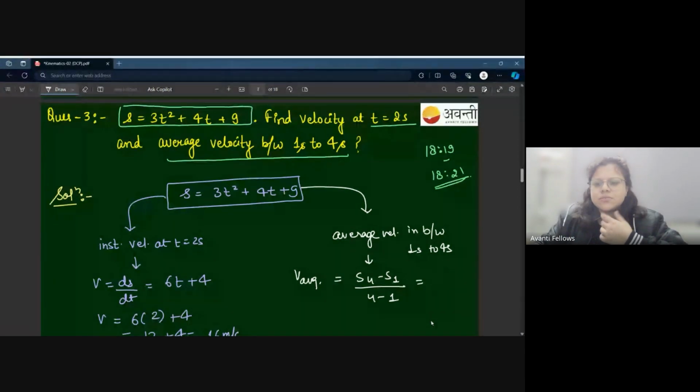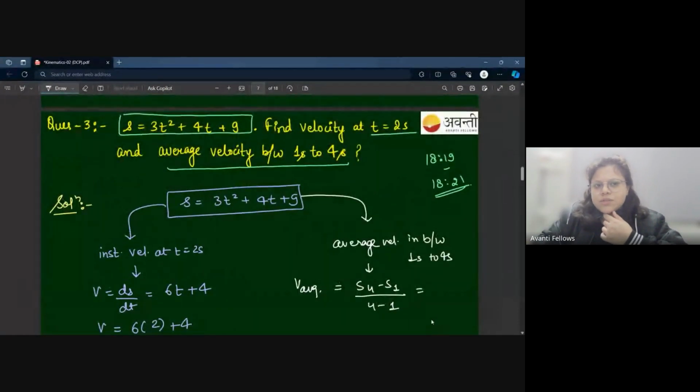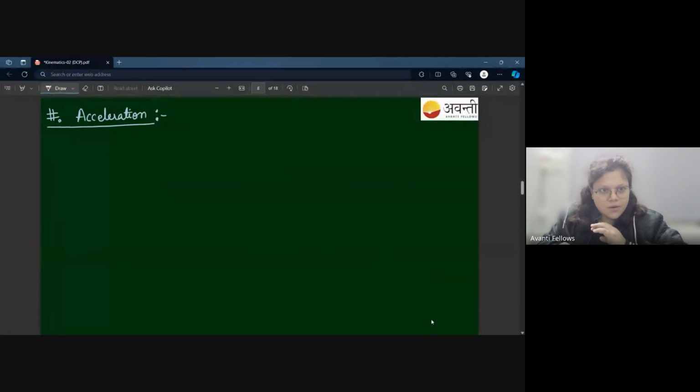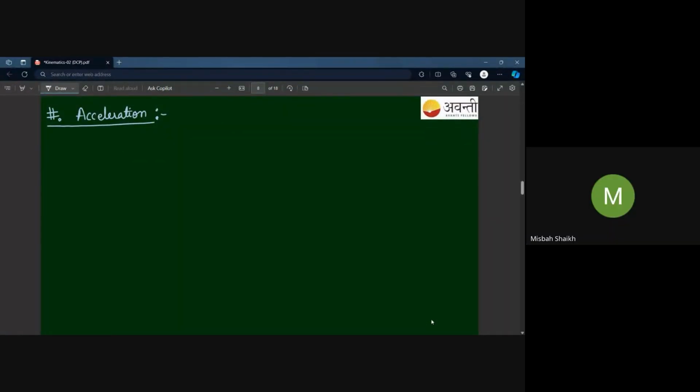Just solve this question by yourself. Put the value t equals 4 in this entire expression to get S4. For S1, you need to put 1 in the entire expression, and you will get S4 minus S1, and divided by 3, you will have the answer. Okay, I'm going to leave this question on your end. Is that fine? Yes, ma'am.